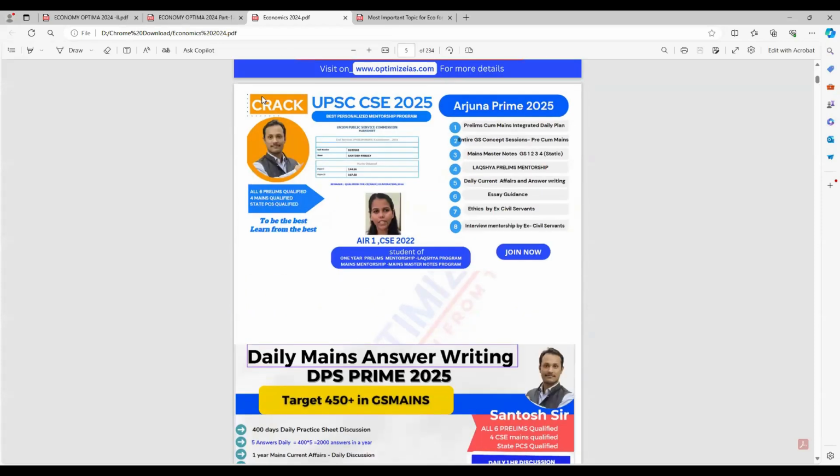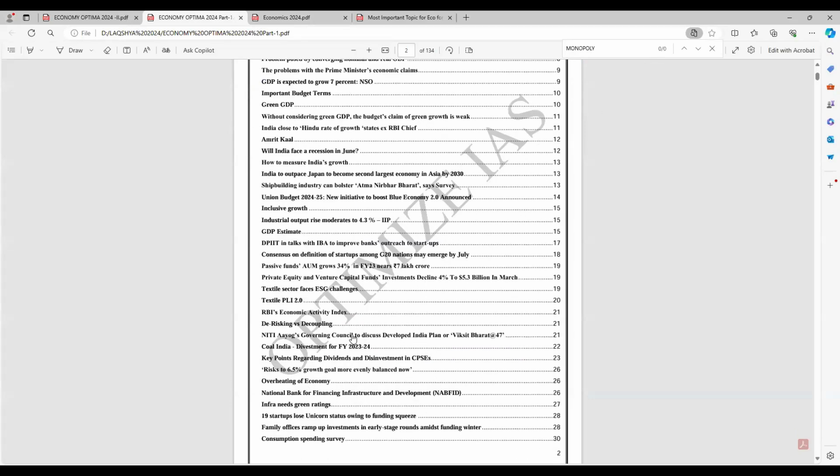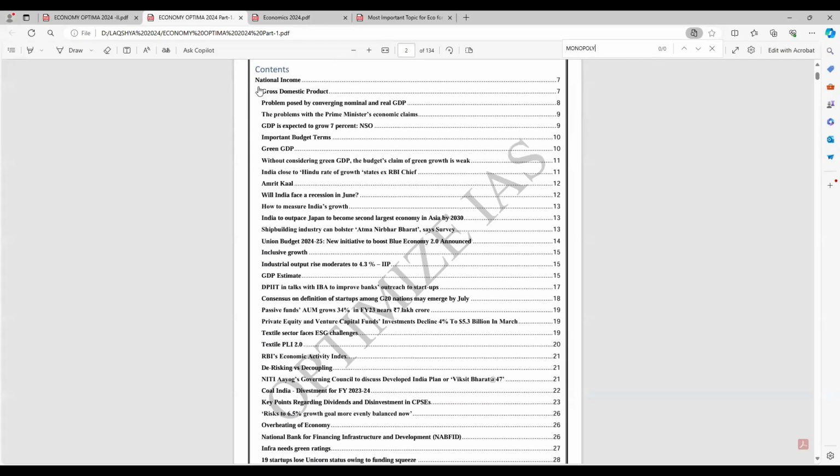Let me see if I can find it here. One second. Monopoly. No, it is not there. It's in the cards. Overall, these are the important topics from the sections I have covered today. The first section is national income.